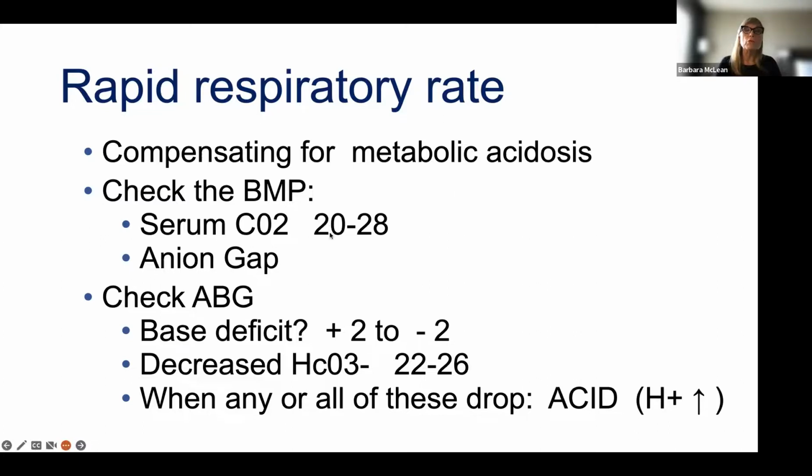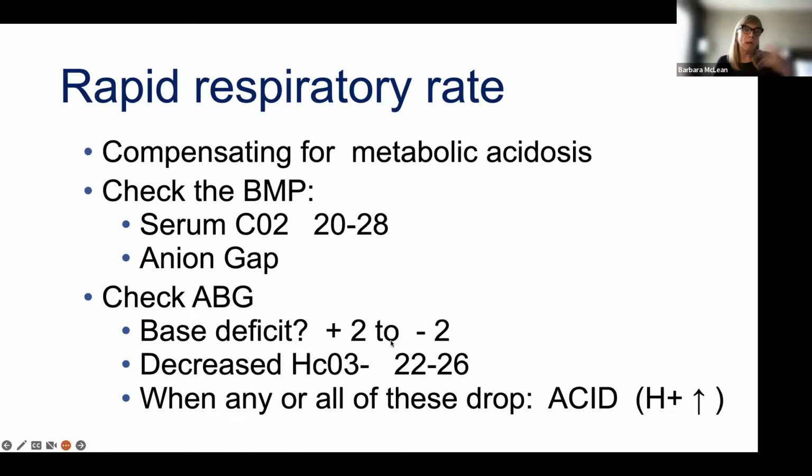Normal serum CO2, 20 to 28. Anything lower than that means you have high acid. Total serum CO2 or bicarb down, you've got high acid. You have a wide anion gap greater than 20, you have high acid. And I'm happy to explain the anion gap, it's just not today. I've done a lot of talks on it. I'd love to talk about it.